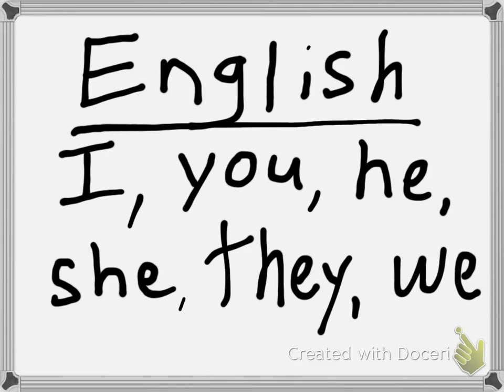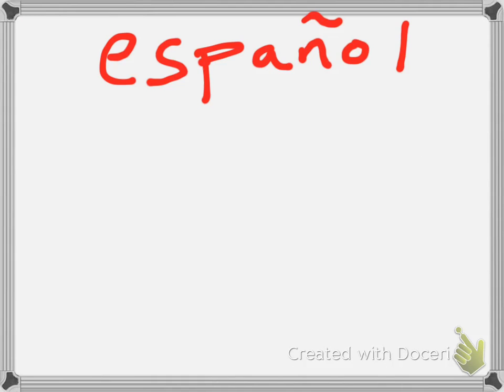The word it is also a pronoun in English, but it is used differently in Spanish, so we will talk about that later on. So the English pronouns I, you, he, she, they, and we are the ones that we're going to be working with today. Español. The Spanish will be written in red, and I will also give you the English as well. The English will be written in black, so that way you know what it means.